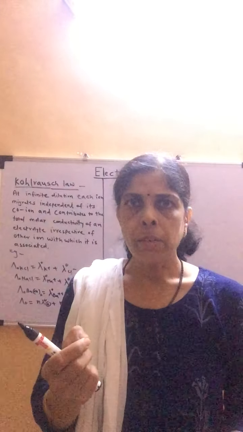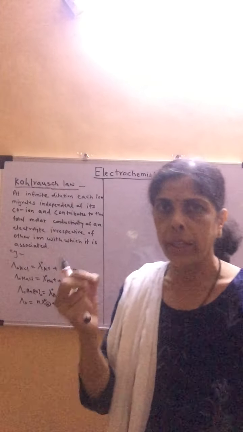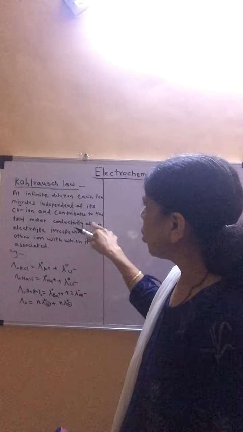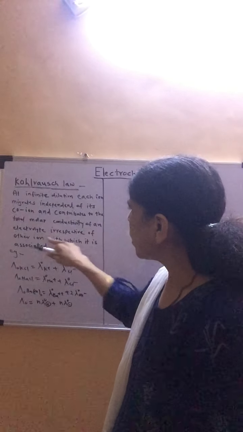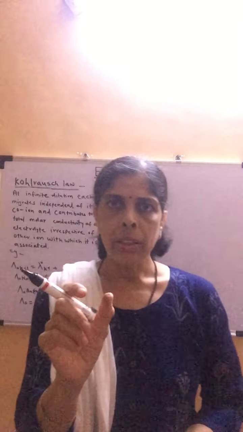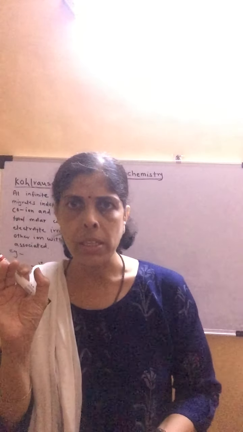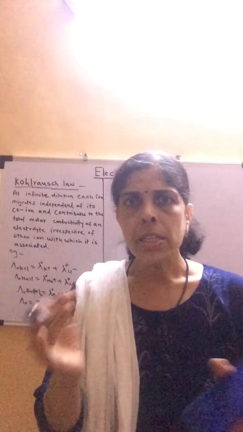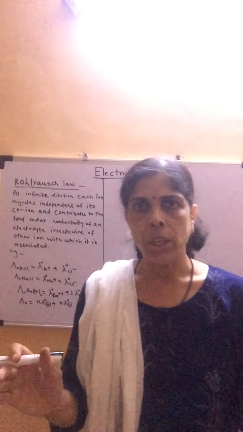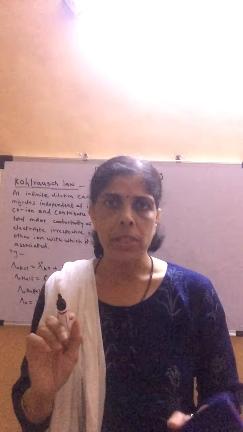For example, if you have electrolyte KCl, NaCl, each ion means what? K plus and Cl minus ions. Each ion migrates independent of its co-ion, and contributes to the total molar conductivity of the electrolyte irrespective of the other ion with which it is associated. For example, we have taken KCl. K plus and Cl minus ions at infinite dilution migrate in solution independent of each other.